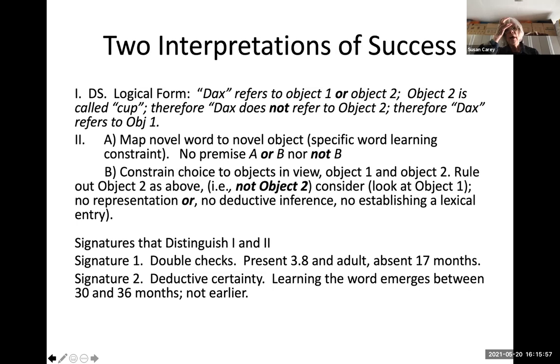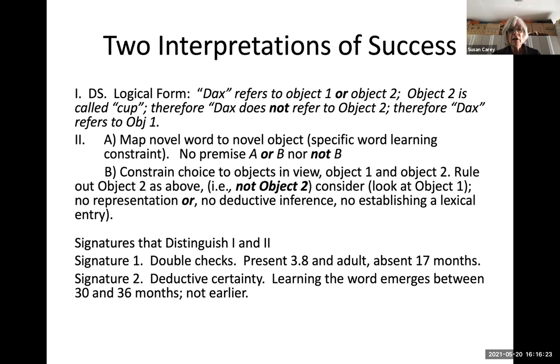So the question is, is there a leaner interpretation of success? The disjunctive syllogism interpretation is that the reasoning has logical form. DAX refers to object one or two. Object two is called cup. Therefore, DAX does not refer to object two. Therefore, DAX refers to object one.